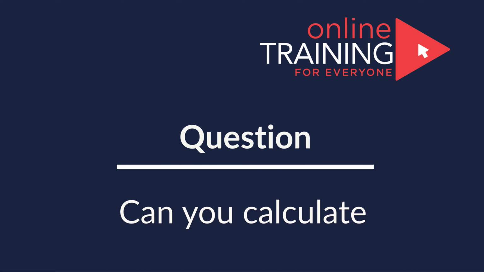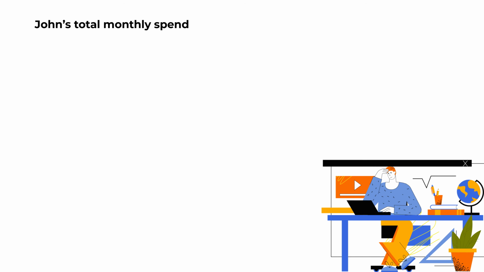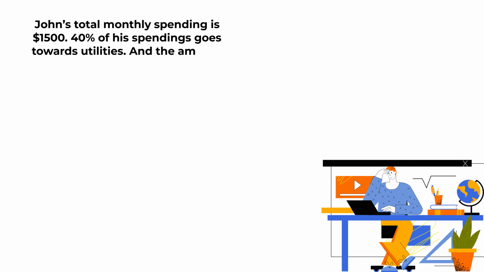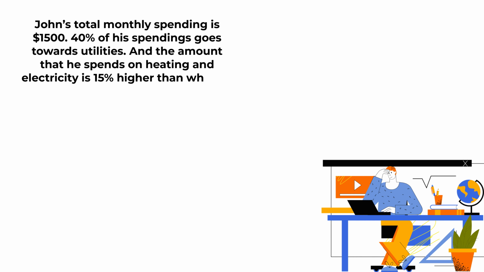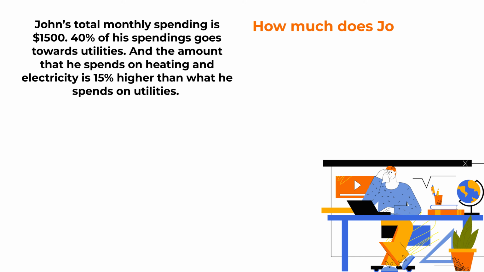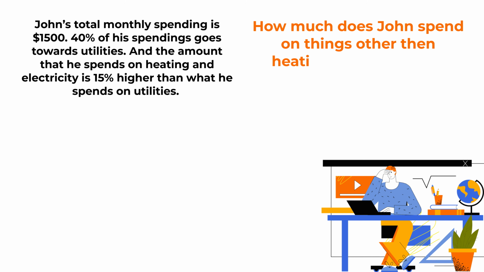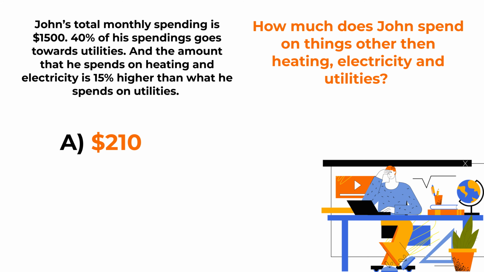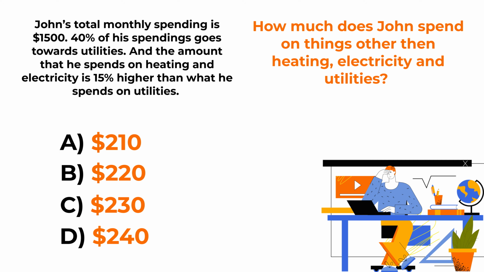Here's the question you might frequently encounter on the test. John's monthly spending is $1,500. 40% of his spending goes toward utilities, and the amount that he spends on heating and electricity is 15% more than what he spends on utilities. How much does John spend on things besides heating, electricity, and utilities? You're presented with 4 different choices. Choice A, $210. Choice B, $220. Choice C, $230. And choice D, $240.